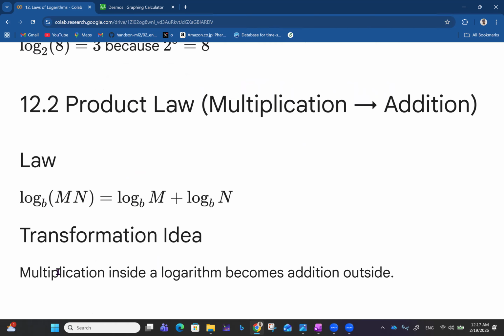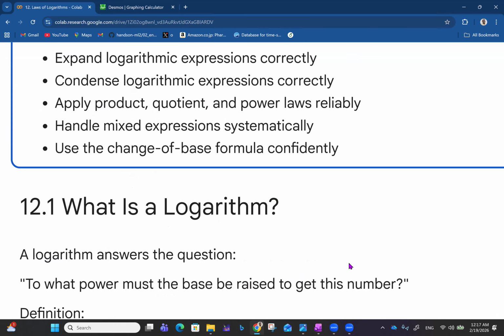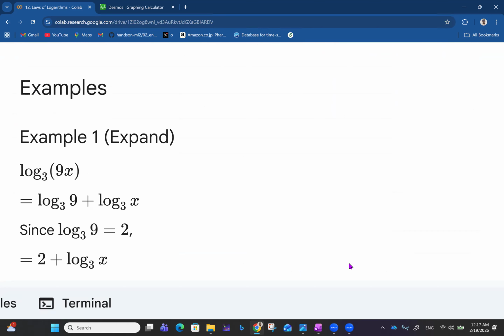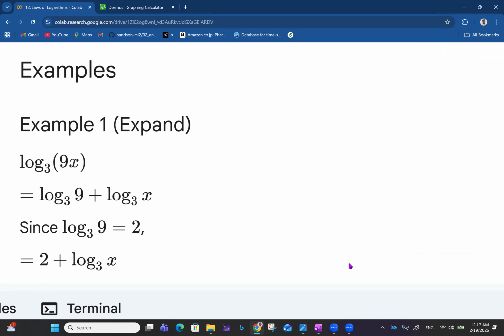So the transforming idea is that multiplication inside the logarithm becomes addition outside the logarithm. So we can see logarithm as some kind of transformation, right? So that's the product law right there. So let's look at some examples that talk about this. You have log 9x to base 3. That means you have log 9 to base 3 plus log x to base 3. And since log 9 to base 3 is equal to 2, that means you have 2 plus log x to base 3.